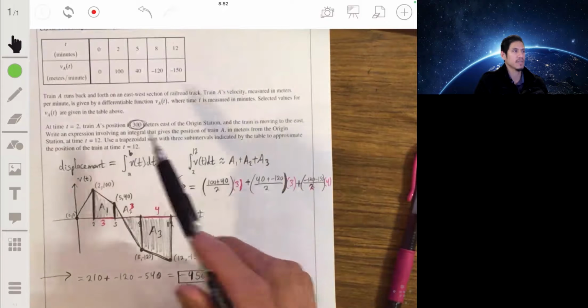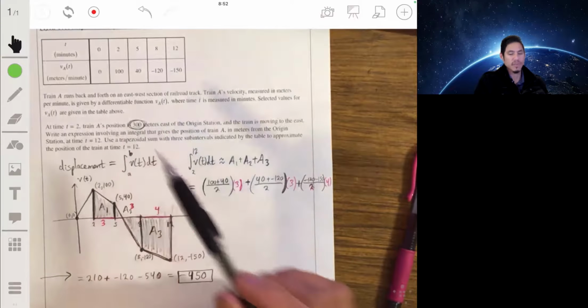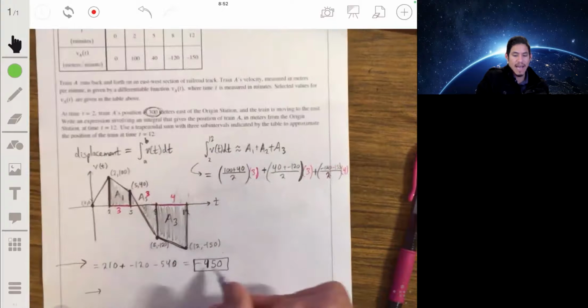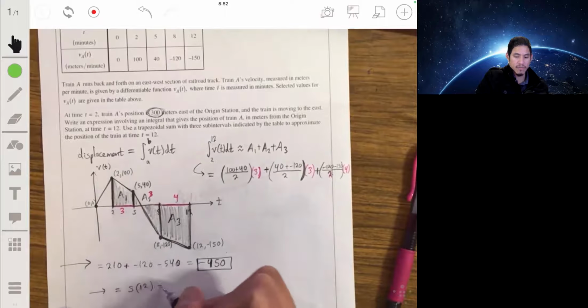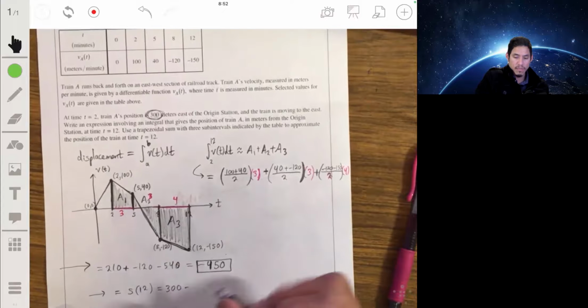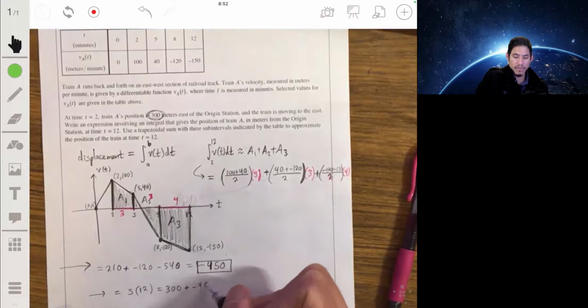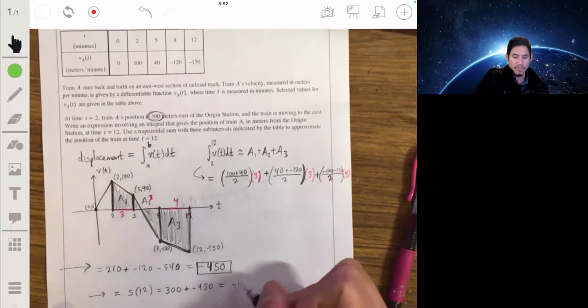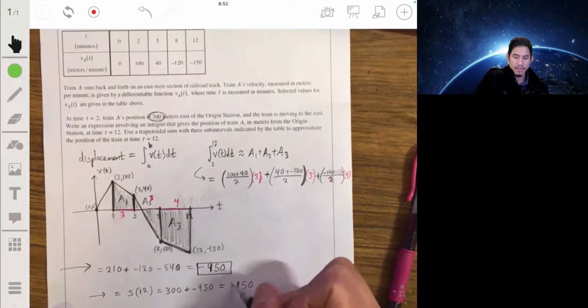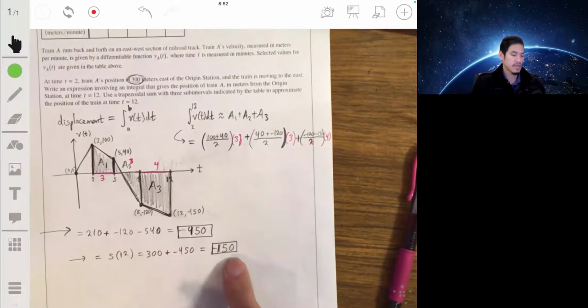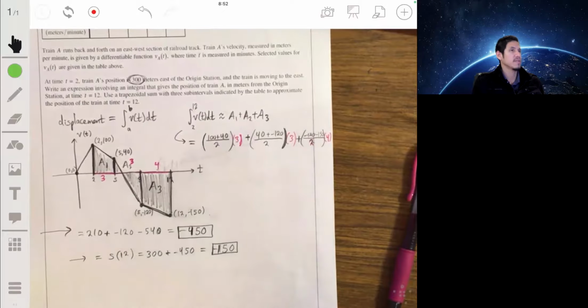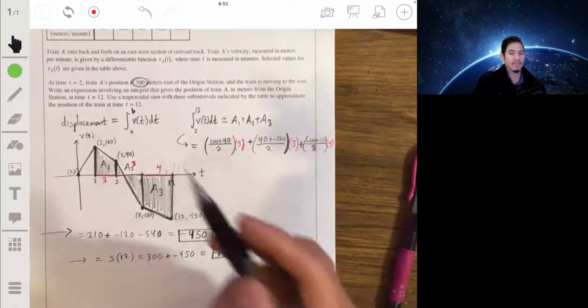But it didn't start at 0. It started at 300 meters east. So we're essentially just going to add 300 to this. The position at time 12, S of 12, will be 300 plus negative 450, which is negative 150, our final answer. So the train is 150 meters west of origin station at time t equals 12.